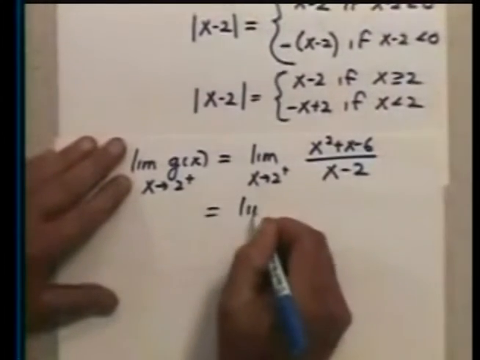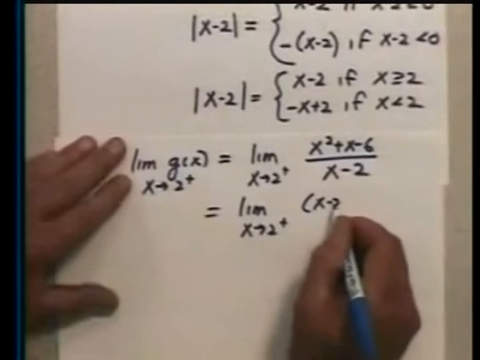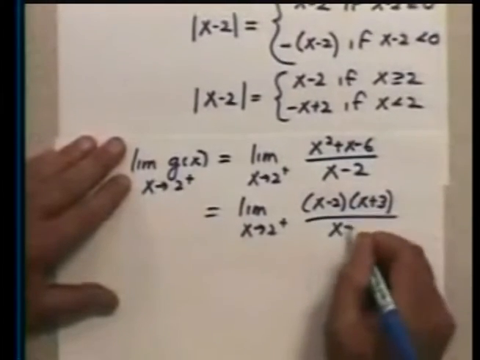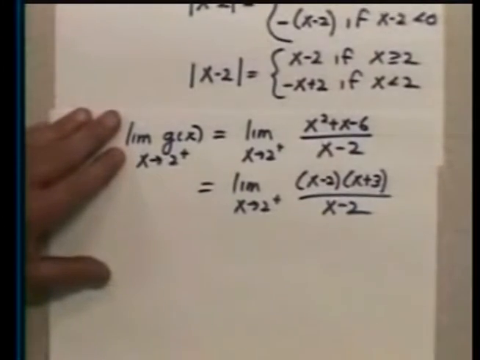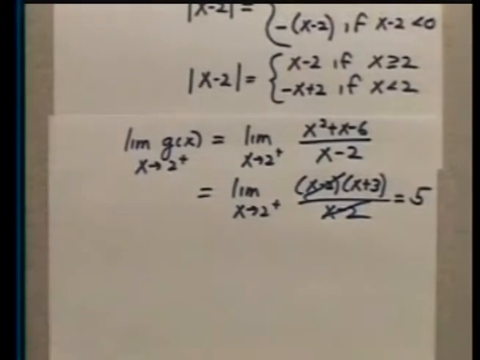Because that becomes the limit as x approaches 2 from the right of x minus 2, x plus 3, all over x minus 2. You know the routine. These cancel, and the answer comes out what? Now you can substitute. 5. So the answer to A, the first part, is 5.